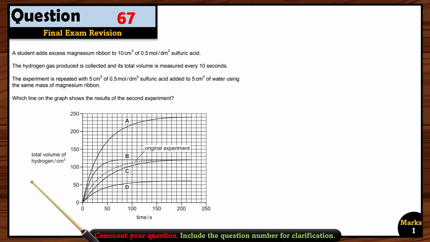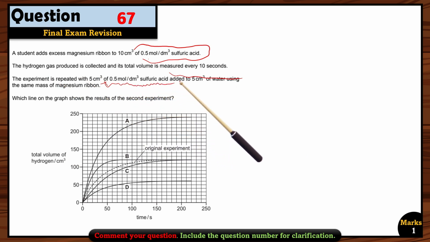Question 67. A student adds excess magnesium ribbon to 10 cm³ of 0.45 mol/dm³ sulfuric acid. The hydrogen gas produced is collected and its total volume is measured every 10 seconds. The experiment is repeated with 5 cm³ of 0.5 mol/dm³ sulfuric acid added to 5 cm³ of water, using the same mass of magnesium ribbon. Which line of the graph shows the result of the second experiment?